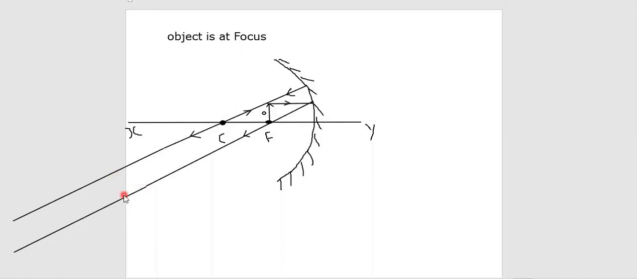No, the image will not be formed behind the mirror. The image will be formed at infinity. As these two rays of light are parallel with each other, they can meet at infinity. So what we can write here is the nature of the image. Nature of the image will be real and inverted.